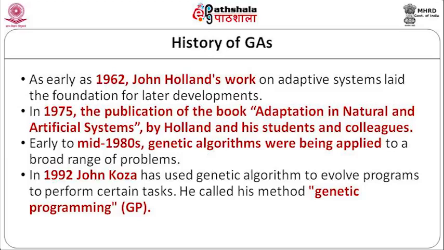In the early to mid 80s, genetic algorithms were being applied to a broad range of problems. Others started using it and applying it to a variety of artificial problems, I mean, not natural adaptation. And in 1992, John Koza used genetic algorithms to evolve programs to perform certain tasks, and he called this group of programs genetic programming. So, we have genetic basis, then genetic algorithms and genetic programming.